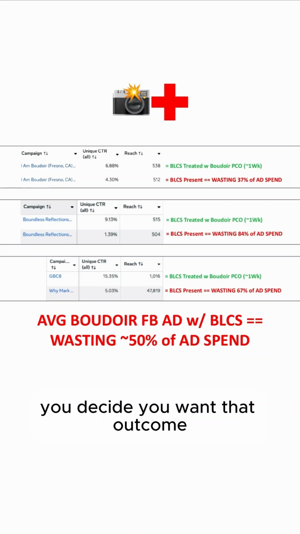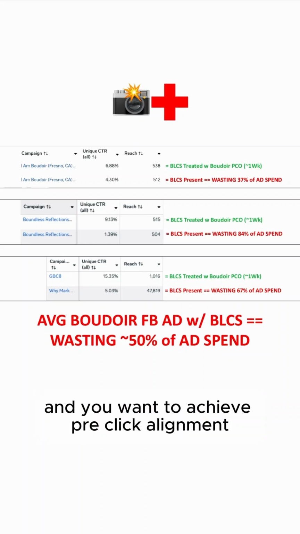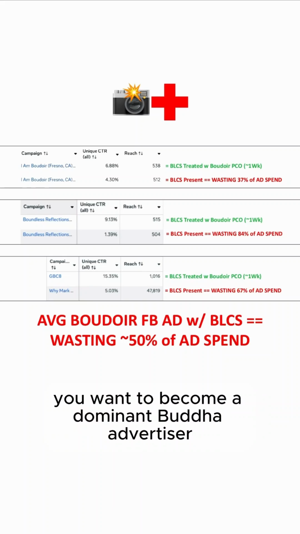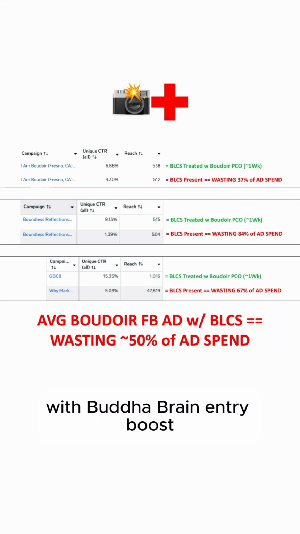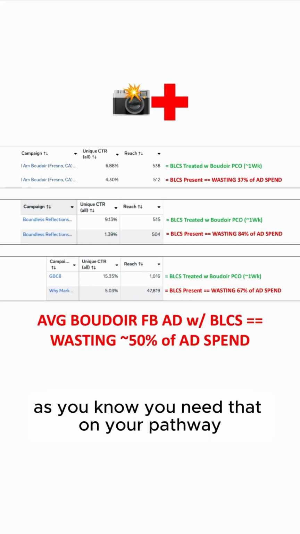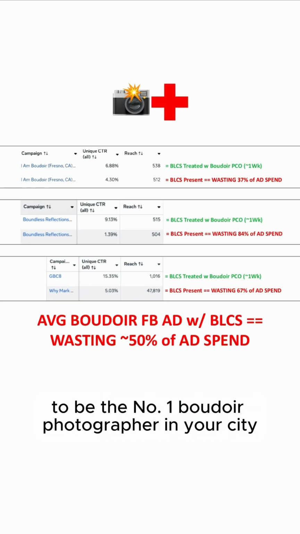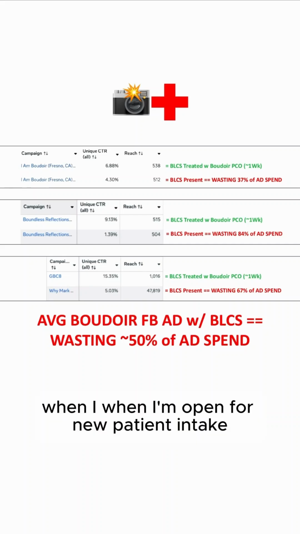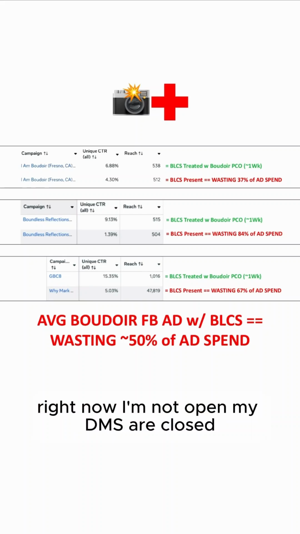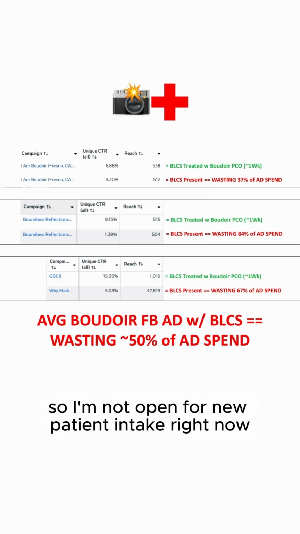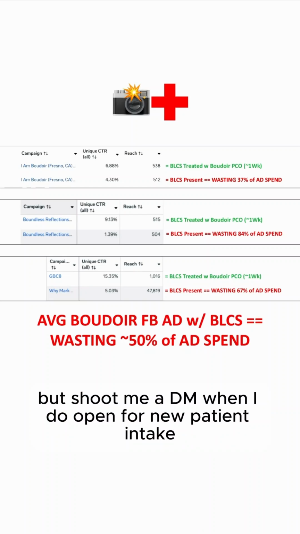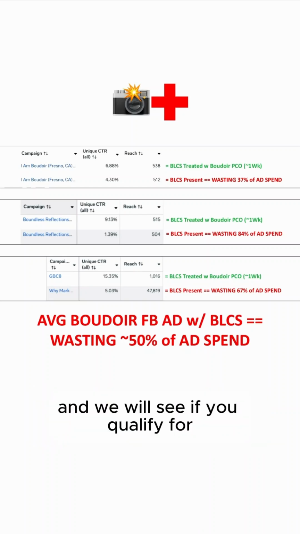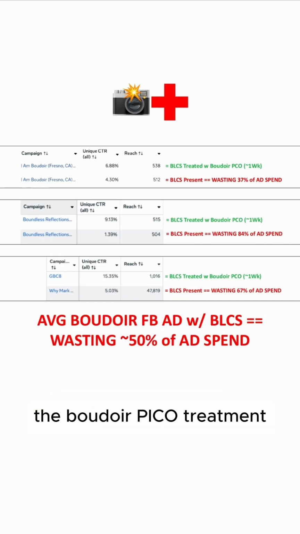You decide you want that outcome, and you want to achieve pre-click alignment. You want to become a dominant Boudoir advertiser with Boudoir Brain Entry Boost. As you know, you need that on your pathway to be the number one boudoir photographer in your city. Then shoot me a DM when I'm open for new patient intake. Right now I'm not open. My DMs are closed, so I'm not open for new patient intake right now. But shoot me a DM when I do open for new patient intake, and we will see if you qualify for the Boudoir Pico treatment.